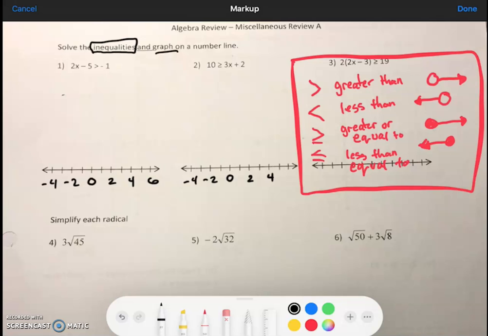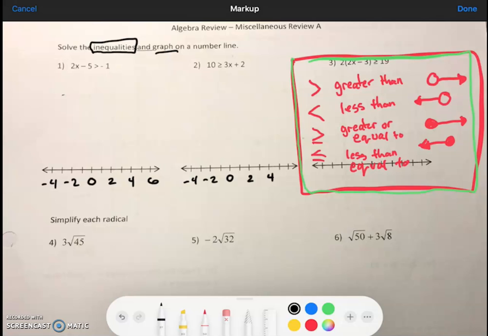A number line is exactly what you see down here. It's a line with numbers. So the things you got to remember is right here in this red box, and I kind of just highlighted what is greater than, what is less than, greater than or equal to, less than or equal to. And then when we get to the number lines, we're going to graph it. We're going to point to all the correct answers with arrows. Okay, so let's go to number 1.